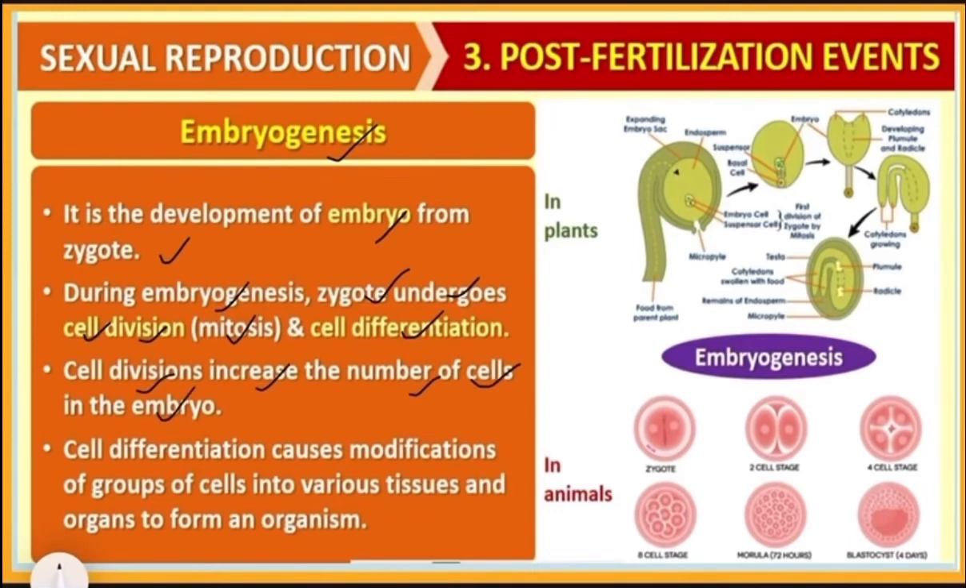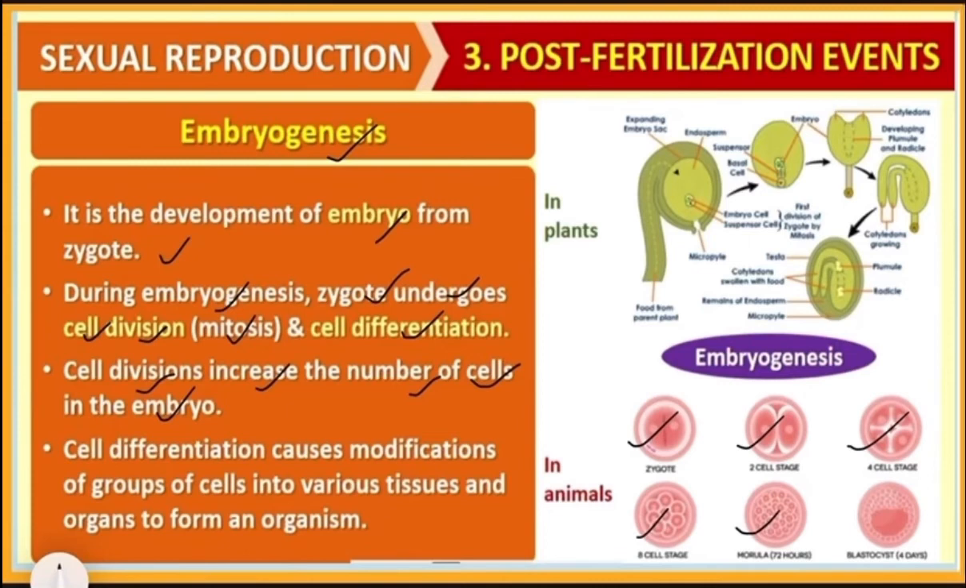You can see here, this is the zygote. It divides into a two cell stage, then a four cell stage, then an eight cell stage, then the group of cells together form the morula stage. In this way, the number of cells increases in the embryo.